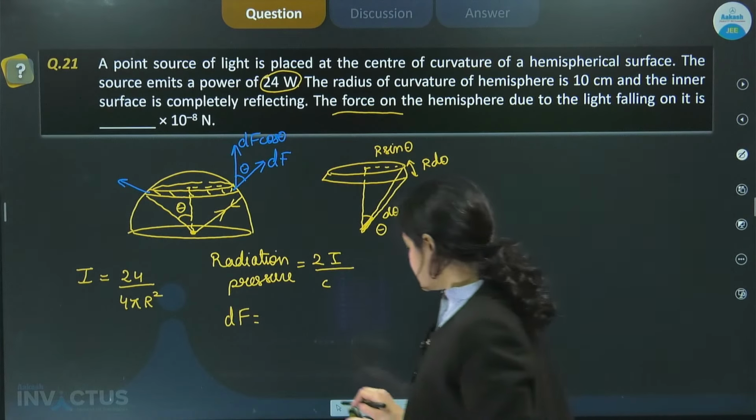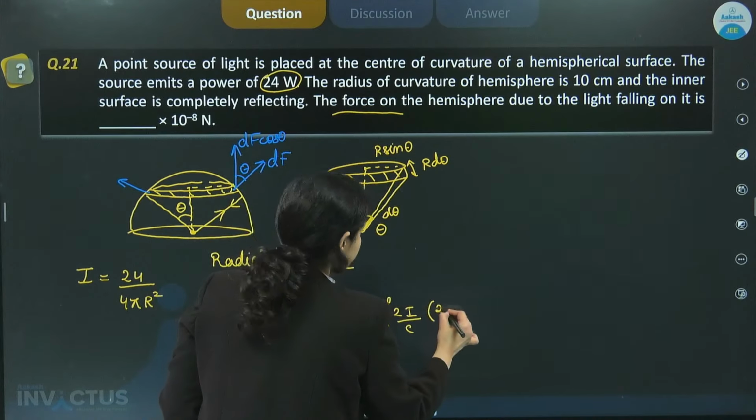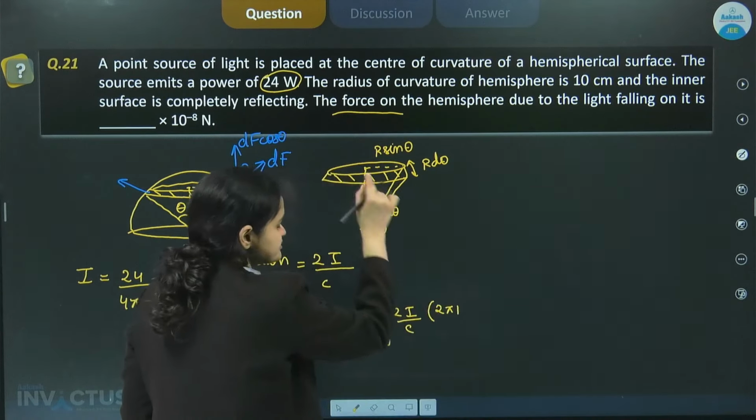Now df की value will be dependent on this छोटा सा elemental part that you have taken. All right, so this elemental part will have pressure multiplied by area of the elemental part, 2I by c multiplied by area of this ring, which is 2 pi, the area enclosed by this ring basically, that is 2 pi r sin theta in its circumference multiplied by r d theta. This is pressure into area multiplied by cos theta. This is what we are getting. Now the limits are going to be from 0 to pi by 2 because we want to get a complete hemisphere.